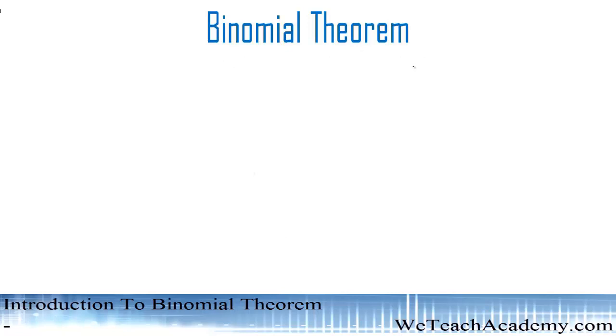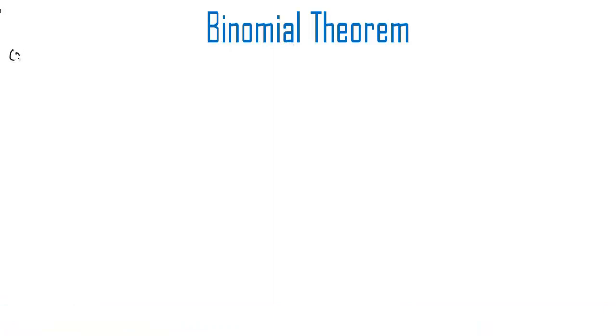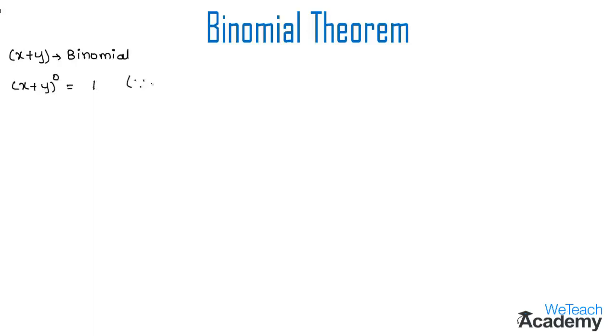So what is a binomial? We already know that any algebraic expression with two variables is called a binomial. Now let us observe the following powers of x plus y, which is a binomial. If the power of the binomial x plus y is 0, then we get the value as 1, since the value of a power 0 is equal to 1. And if the power of the binomial x plus y is 1, then we get the value as x plus y. And now let us find the expansion for x plus y whole square.